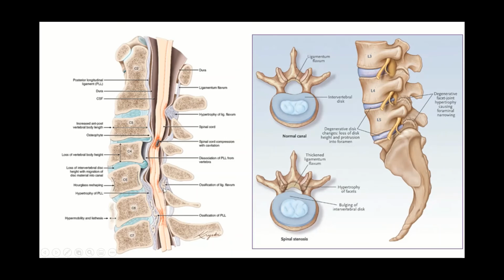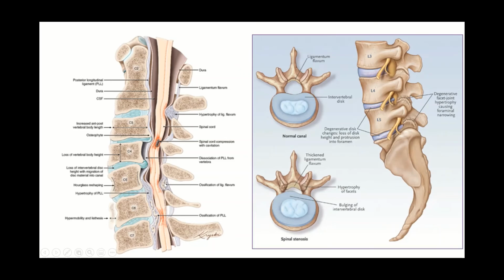Over time, those ligaments can also ossify, so they can become hardened. And so there's less elasticity within those ligaments. And as you can see, that ossification and hardening also cause a little bit of a bulge back here that closes down the space where the spinal cord can go through.